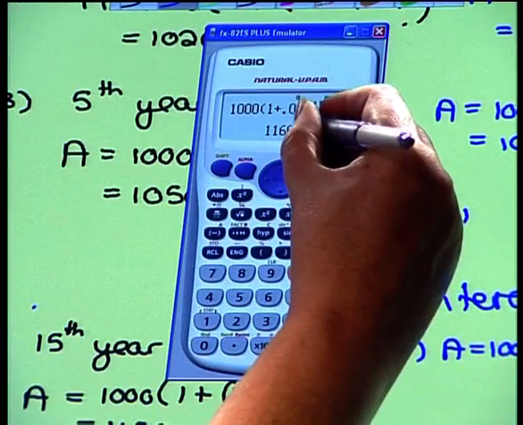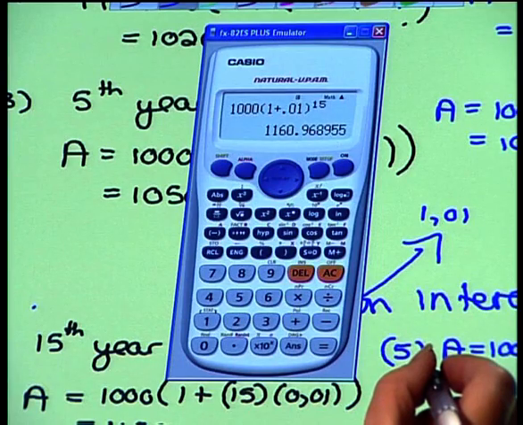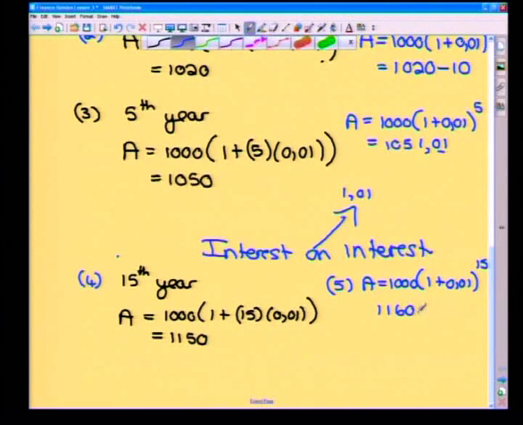Now if I'm going to round to 2 decimal places there, we know that the 968 means that the 8 will change the 6 to a 7. So it's 1160.97. And you can now start to see that that is a more substantial investment.